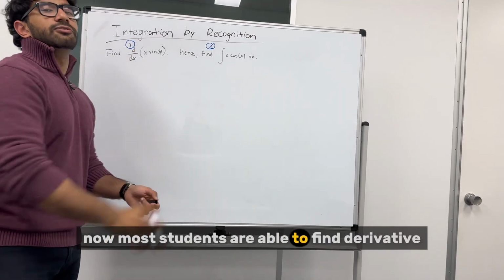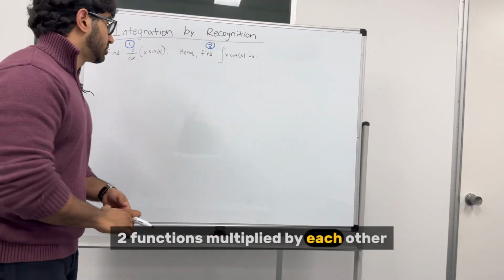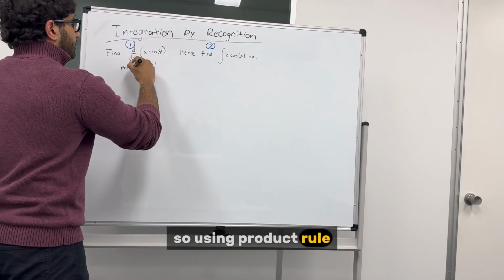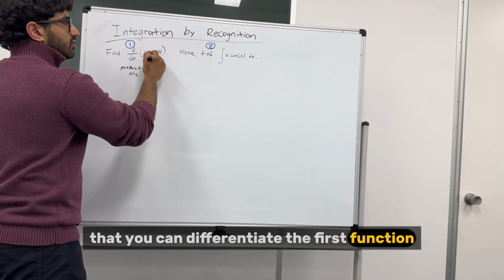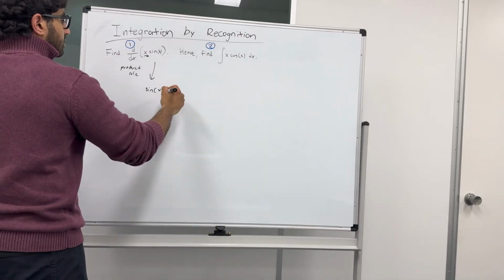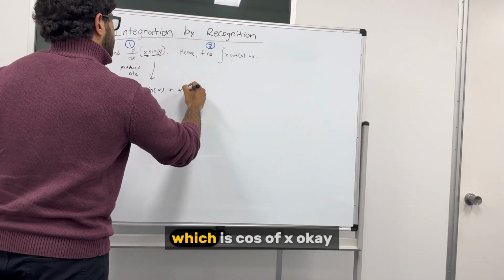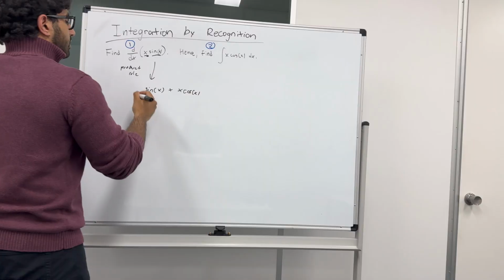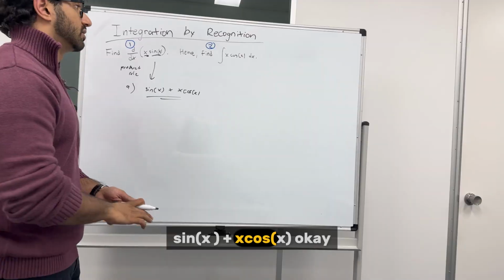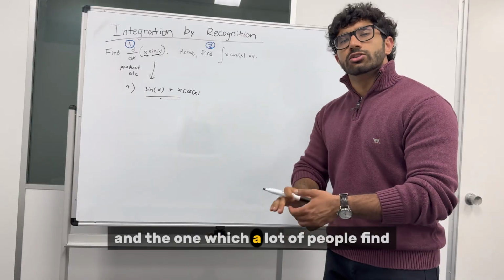Now, most students are able to find a derivative pretty easily. In this case, you have x times sine of x. Two functions multiplied by each other should just be able to be found using product rule. So, using product rule, you guys know that you can differentiate the first function, x, to just give you 1, and multiply by the other function, which is sine of x. Then, go ahead and keep x, and multiply the second function, which is cos of x. So literally your answer for this first part should just be sine of x plus x times cos of x, okay?